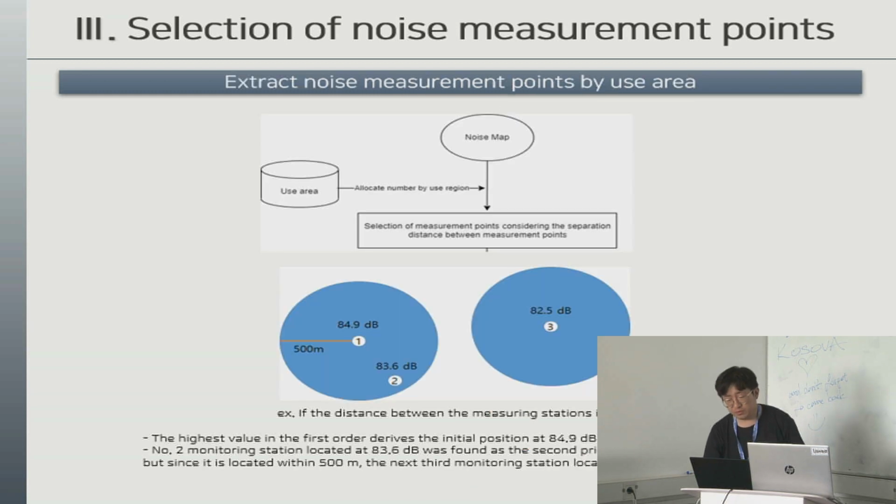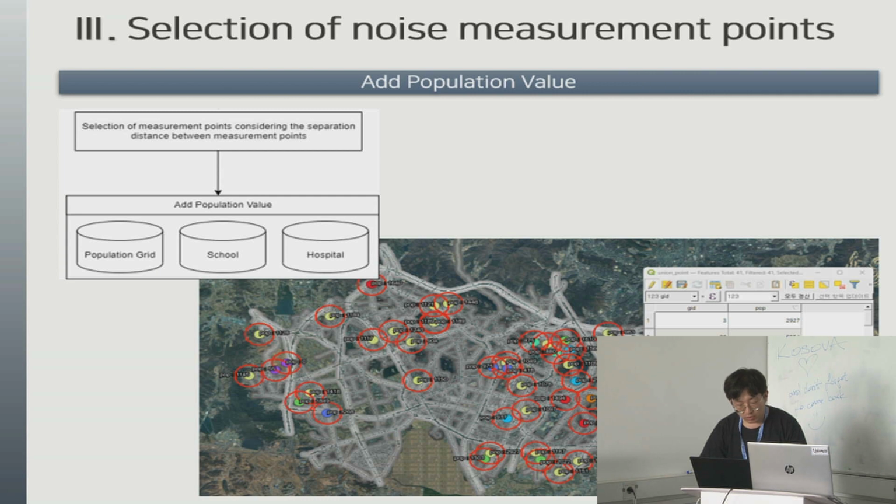First, we select points in descending order, starting with the point with the highest noise value. In that case, only certain noisy places are extensively selected, so the minimum separation is 500 meters. The second loudest point is here, but it is within 500 meters, so too many duplicate points are not selected. Another third point is 82. So finally the result is measurement points 1 and 2. And population grid, schools, and hospitals are added.